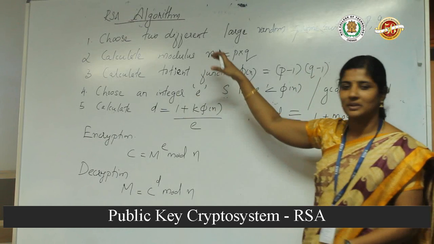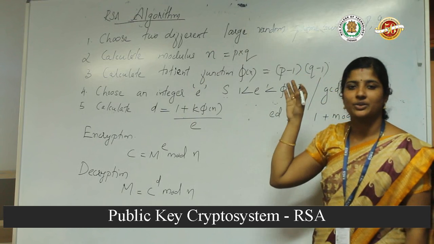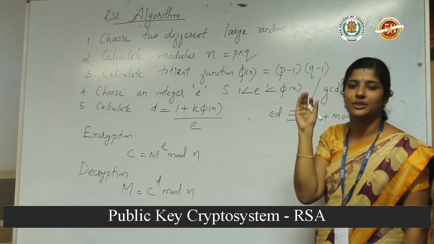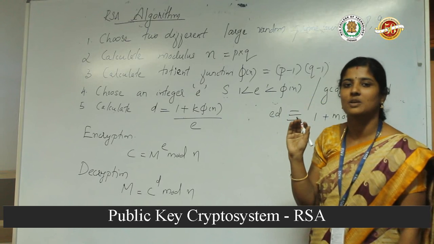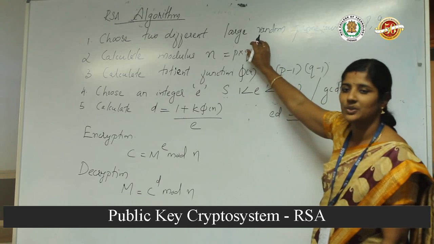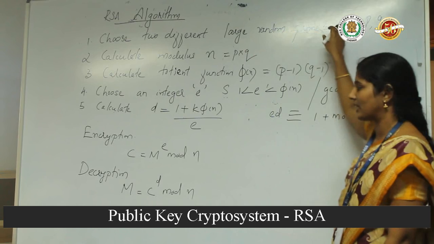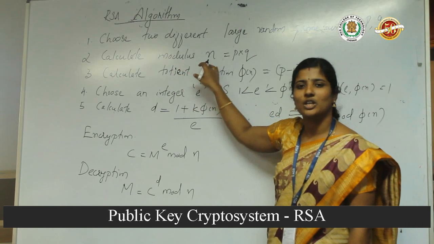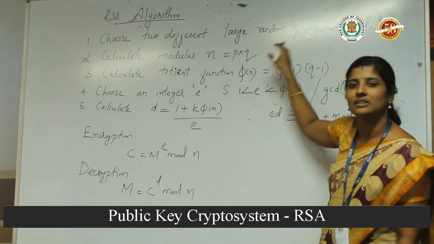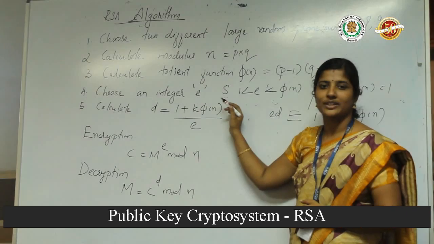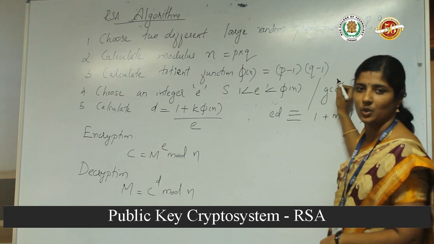The RSA algorithm consists of mainly 5 steps. I have already told you the RSA algorithm is based on prime number calculation. First we have to choose 2 different prime numbers, given as P and Q. Then we have to calculate the modulus n. n is equal to P into Q, that is, we multiply both prime numbers. Next we have to calculate the totient function, represented as phi of n, with the equation (P minus 1) into (Q minus 1).